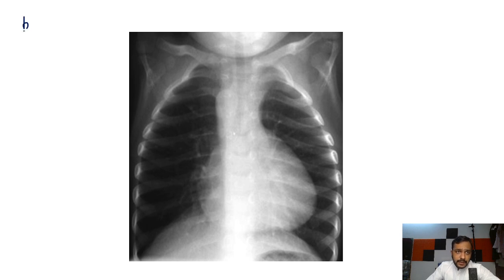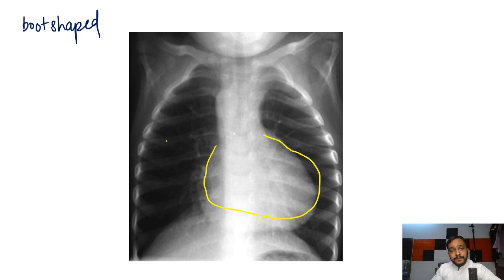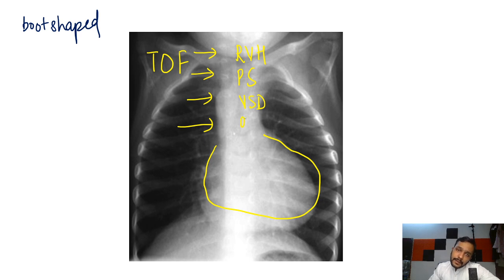So it is basically a boot shaped heart, and it is seen in tetralogy of Fallot. You need to know the four components of the tetralogy of Fallot. So let us revise. You will see right ventricular hypertrophy, you will see infundibular stenosis, then you will see VSD, and you will also see overriding of aorta.